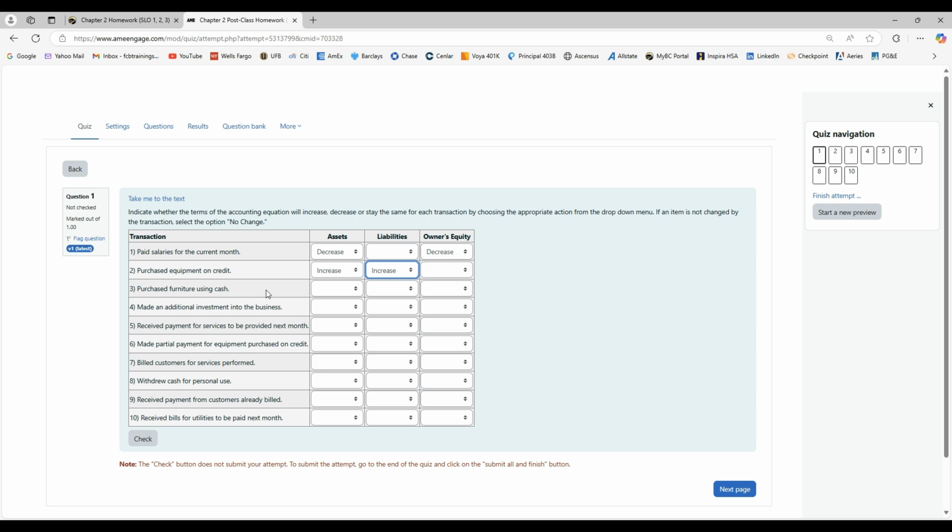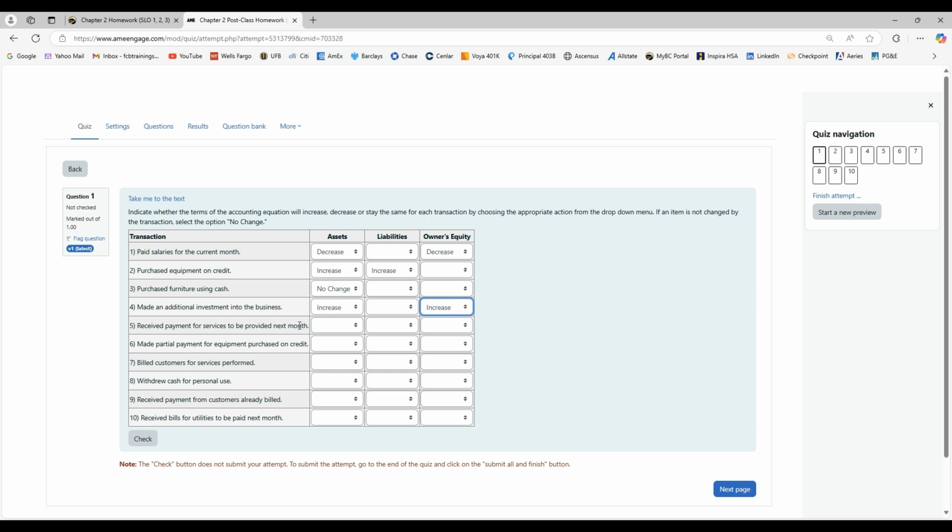Purchase furniture using cash, we're going to increase assets, and that will be the furniture asset. And we will also be reducing cash for the same amount. So one asset will go up, furniture, and one asset will go down, cash. So all in all, there's no change in total. We made an additional investment into the business, so that will be an increase in cash, and it will be an increase in owner's equity for a contribution.